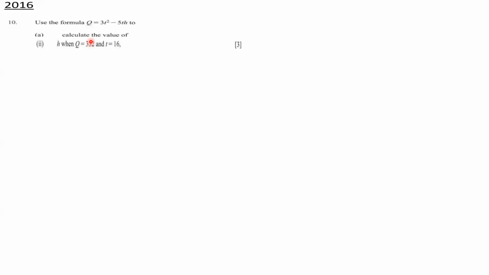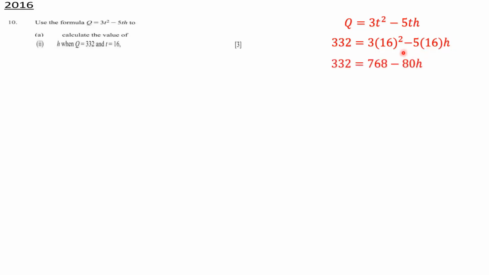It says, calculate the value of h when q equals 332 and t is equal to 16. So we need to find the value of h. This is a substitution as well as a transposition question. First, let's substitute. Wherever we see q, we're going to put 332. Wherever we see t, we're going to put 16. So we have t here, which is 16, and t here, which is 16. We want to find the value of h. H is the only variable. Okay, let's multiply. What is 3 times 16 squared?